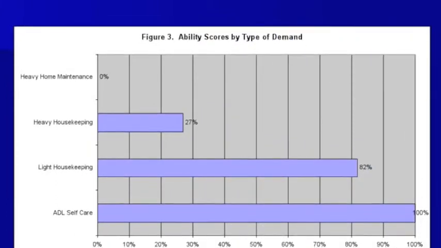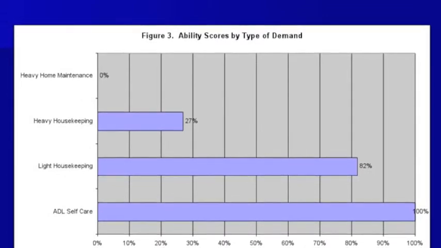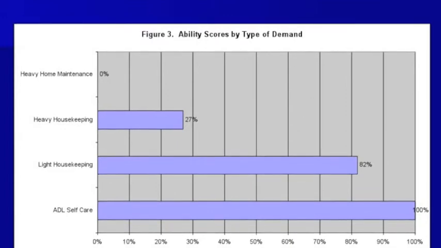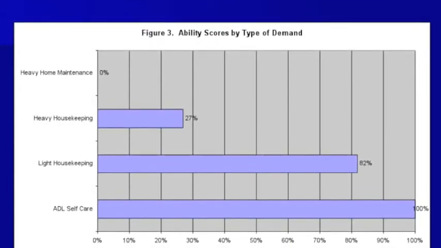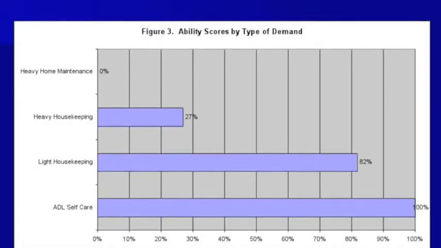Output is also automatically provided in terms of 4 levels of activities of daily living. The ability scores by each type of demand are provided in terms of ADL self-care, light housekeeping, heavy housekeeping, and heavy home maintenance.